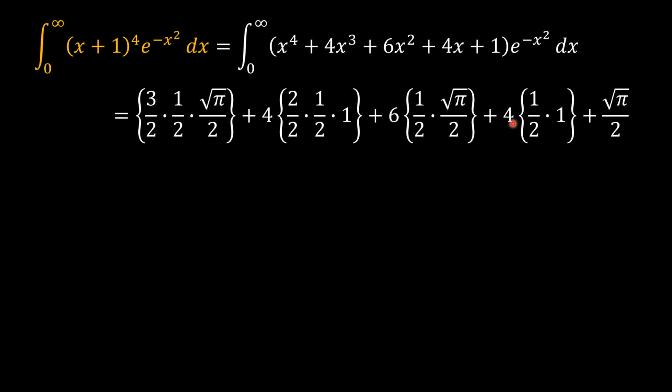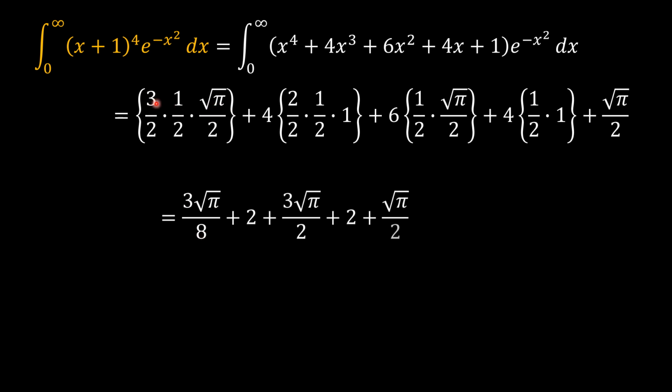And then 1, we just have half times 1. And obviously, with 4x, we have 4 times a half times 1. And then the e to the power negative x squared times 1 amounts to just root pi over 2. We can collect the root pi terms. So here we have 3 root pi over 8. Here 1 over 2 cancels with 6. Here we have the 3. So we have 3 root pi over 2. And then here we have root pi over 2.